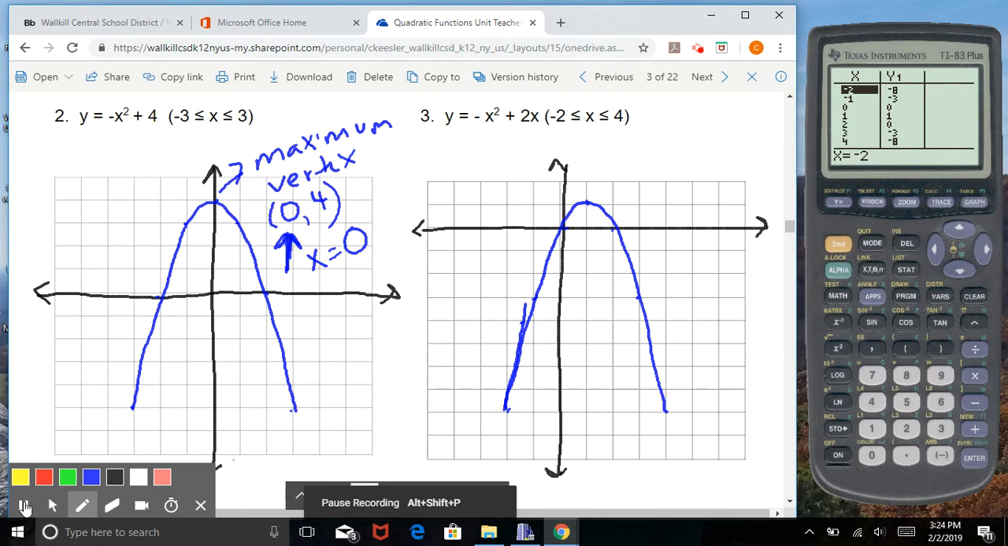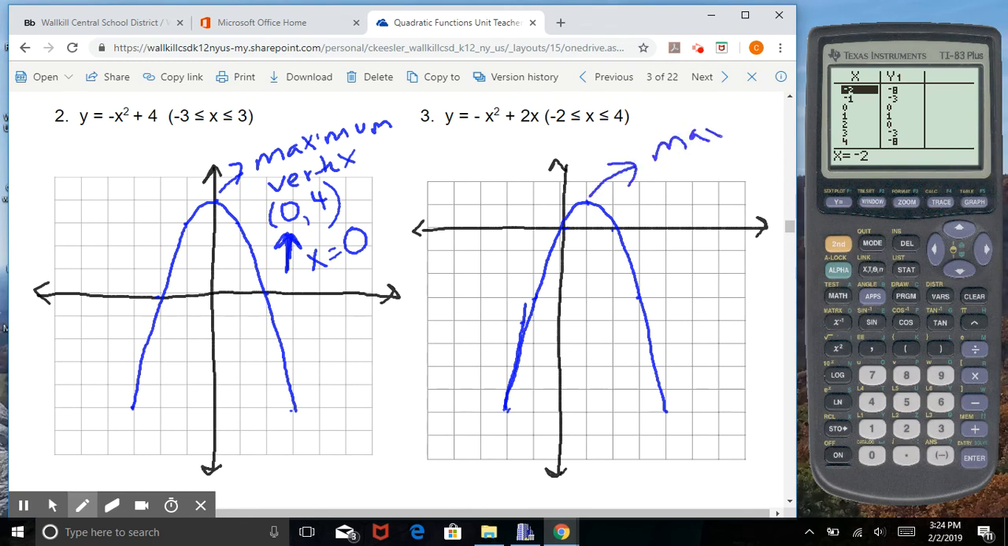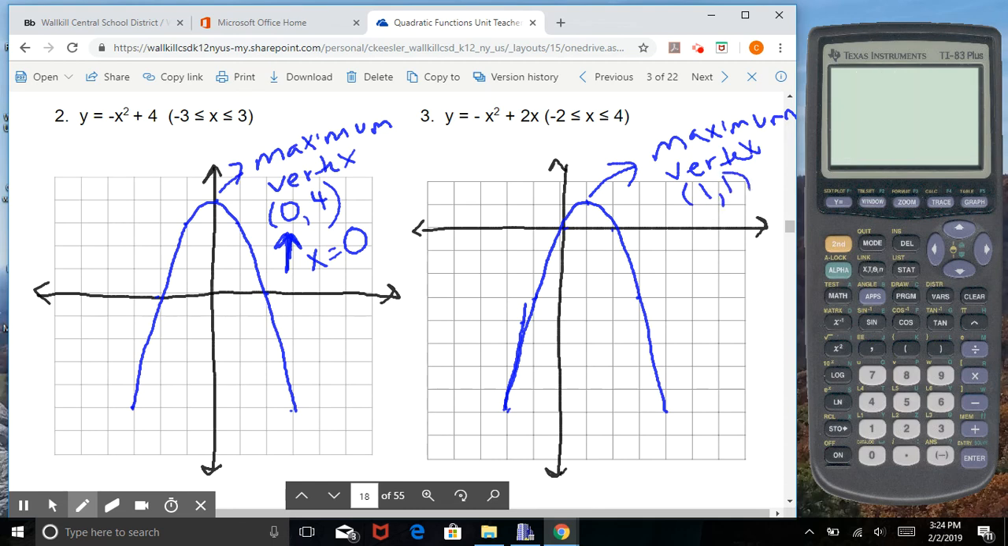So now we can see that this, again, has a maximum point because it's a negative parabola. And this maximum point is up here. So it has a maximum vertex. This time the vertex is not on the y-axis, and that is okay. The vertex is 1, 1. So from that, we see that the x value is 1, and that is also our axis of symmetry.